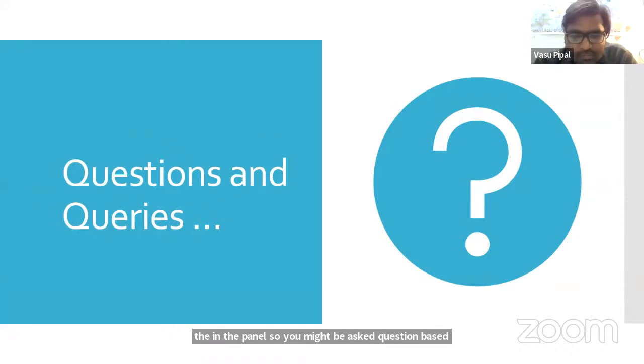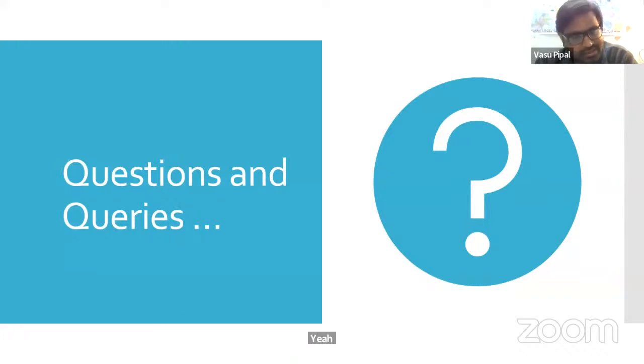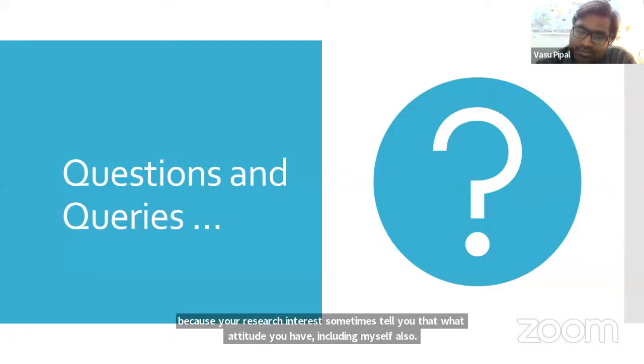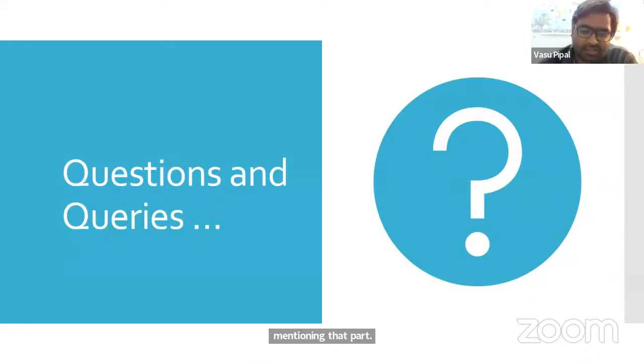The fun fact is that most of our classmates have written something else in their SOPs, and they are pursuing research in something else, including myself. So the thing is that you just have to show your aptitude, because your research interests sometimes tell what aptitude you have in research, and you have to make sure that you are mentioning that part, so that you can deal with the questions in the interviews. So that will be critical.